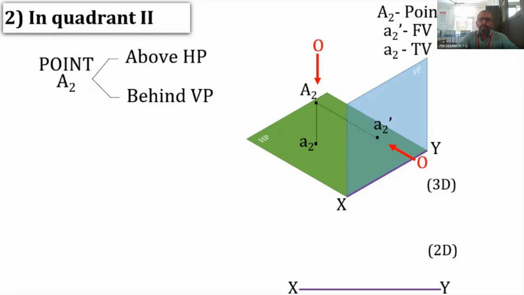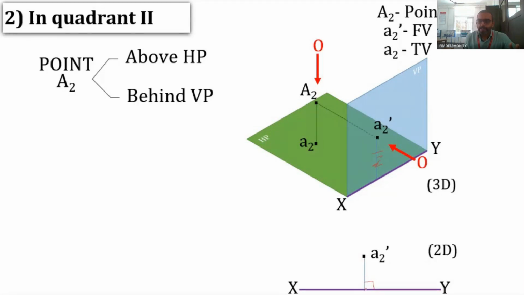So now we draw a line from A2 dash which is perpendicular to the XY line, this blue line. This blue line is perpendicular to XY and is passing through A2 dash. So we draw the line representing this in 2 dimensions. In 2 dimensions, this blue line is perpendicular to the XY line. This symbol represents 90 degrees. So it is perpendicular to the XY line.